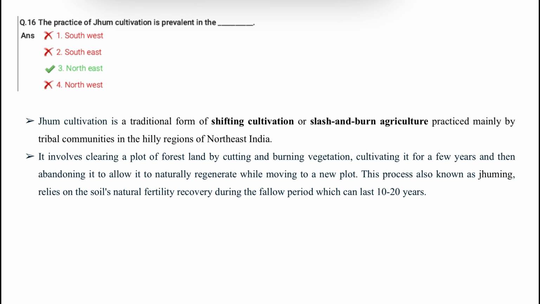The practice of jhum cultivation is prevalent in dash northeast. Jhum cultivation is a traditional form of shifting cultivation or slash and burn agriculture practiced mainly in tribal communities in the hilly regions of northeast India. It involves clearing a plot of forest land by cutting and burning vegetation, cultivating it for a few years, and then abandoning it to allow it to naturally regenerate while moving to a new plot.